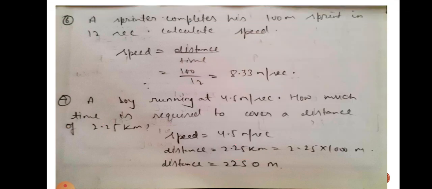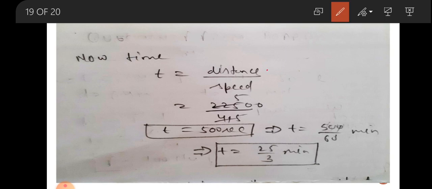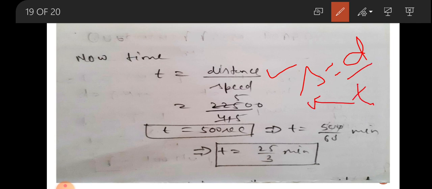Now time is equal to distance upon speed. Since speed is equal to distance upon time, that is d upon t, similarly t is transferred to the opposite side and s is brought to the opposite side. So time is equal to distance upon speed. So putting the values and solving, we get 500 seconds. Now this second can be converted into minute by dividing by 60. So on solving, we get 25 by 3.